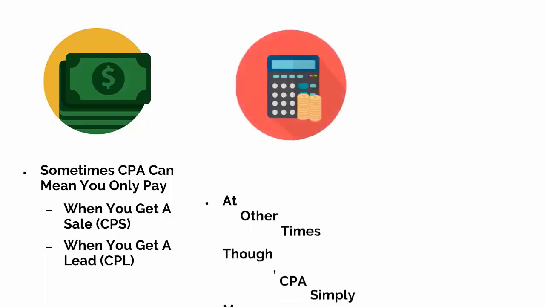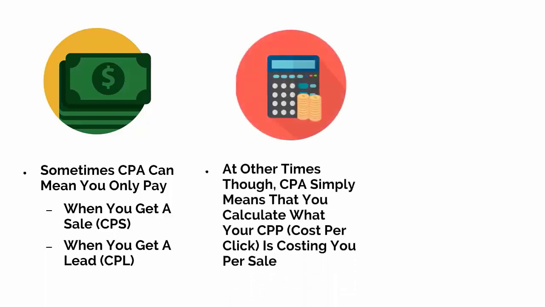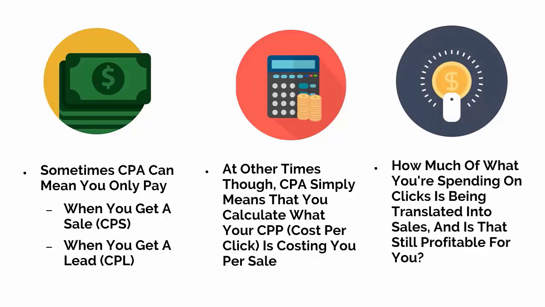At other times, though, CPA simply means that you calculate what your CPC, cost per click, is costing you per sale. In other words, how much of what you're spending on clicks is being translated into sales, and is that still profitable for you? On the face of it, CPA, and particularly CPL, is going to seem like the best choice. After all, why wouldn't you want to stop paying for all those clicks that aren't earning you any money? Of course, it's not so simple, or no other form of marketing would be as popular.